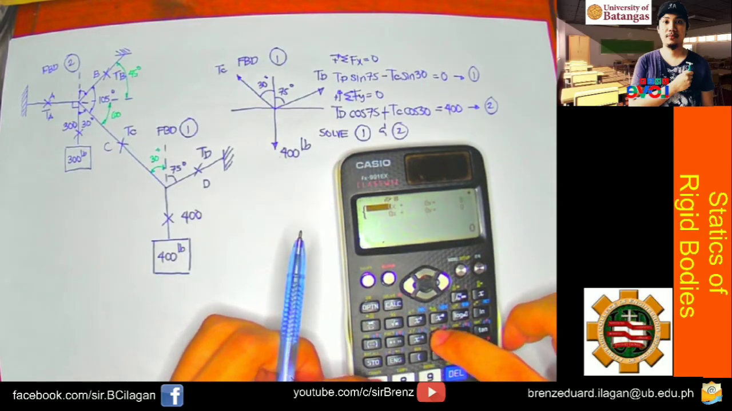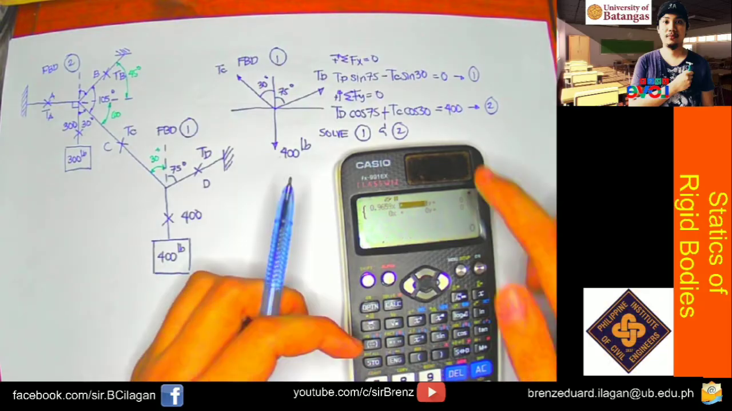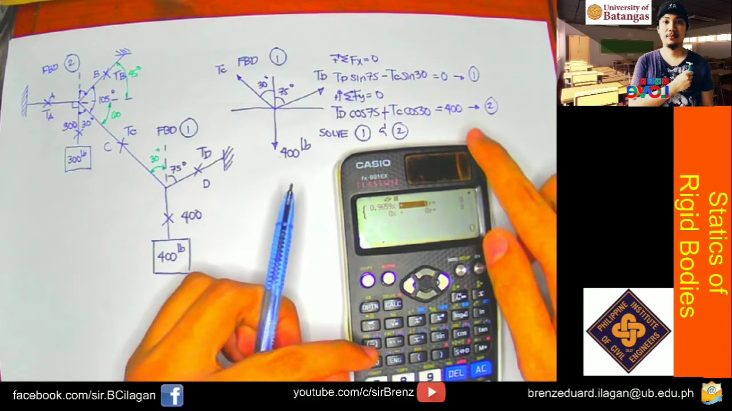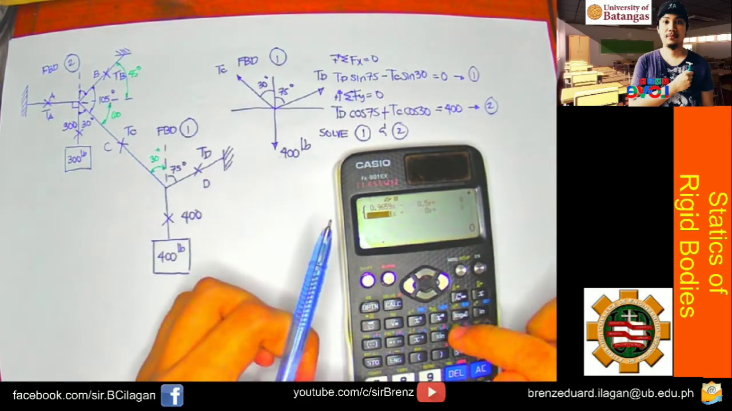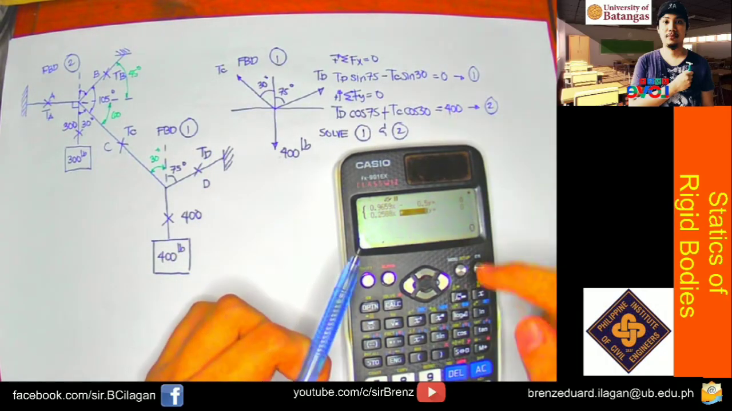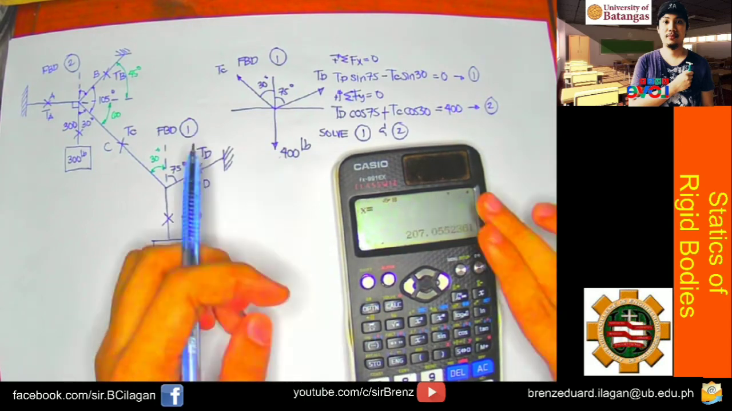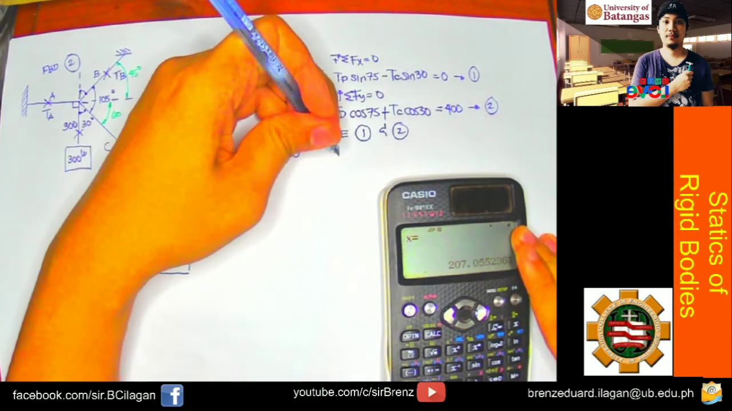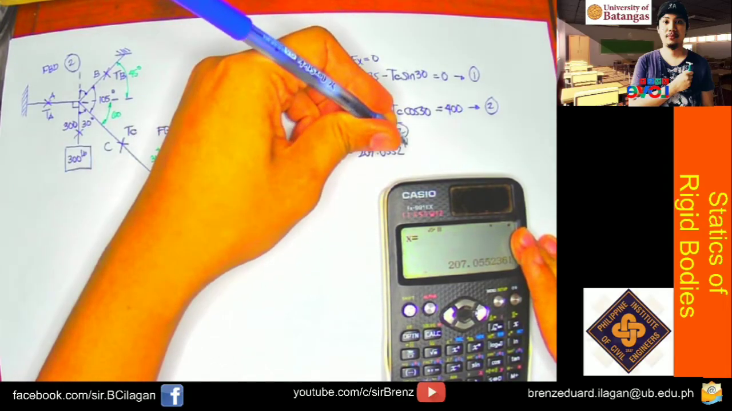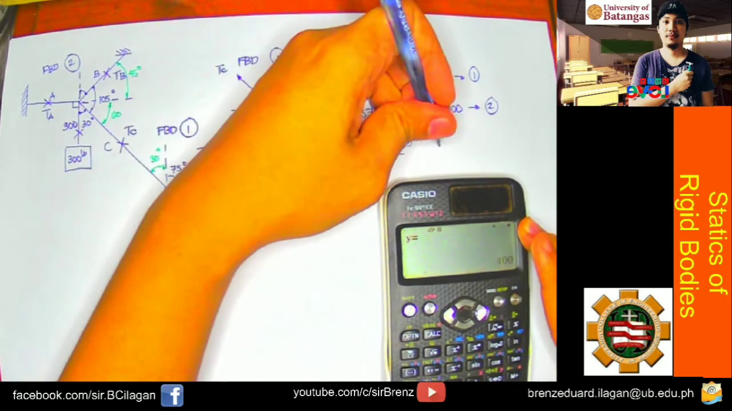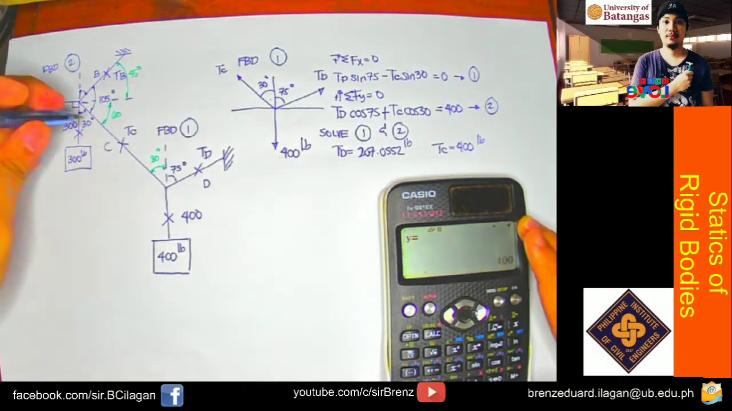So, TD sin 75, this is for our X value, the TD. And then for the Y value, negative sin 30, and then 0, and then cosine 75, and then positive cosine 30, and then 400. So we will have an answer for TD of 207.0552 pound, and we have TC of 400 pound. Okay, so we're done with this.